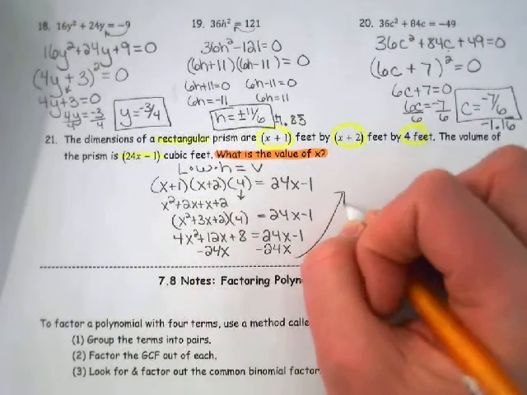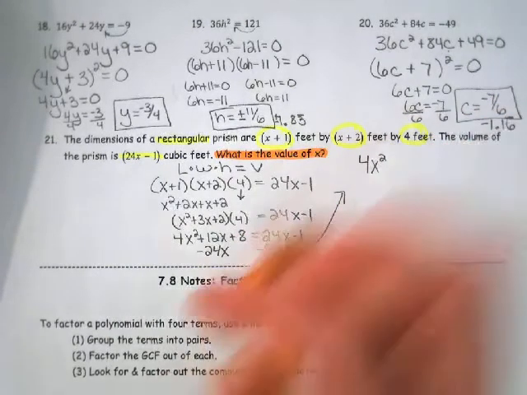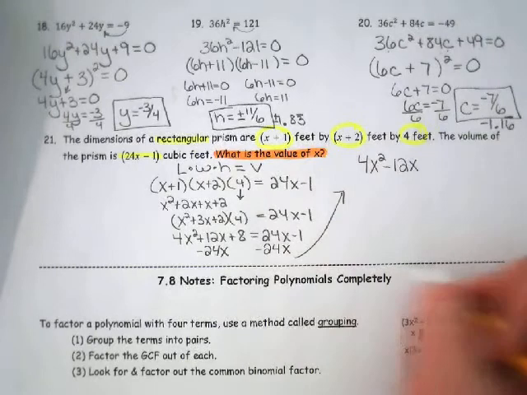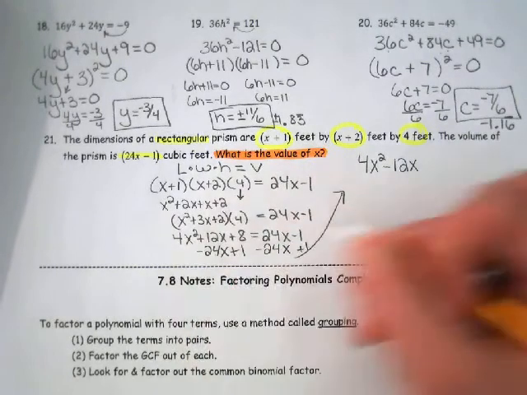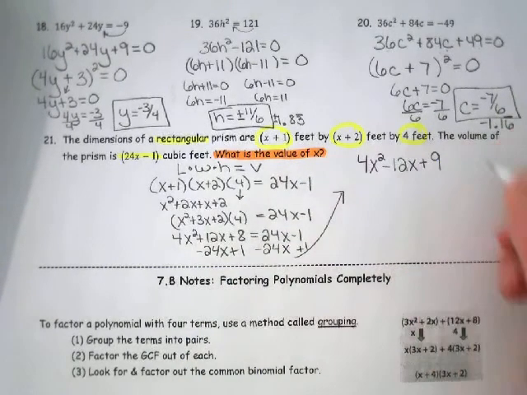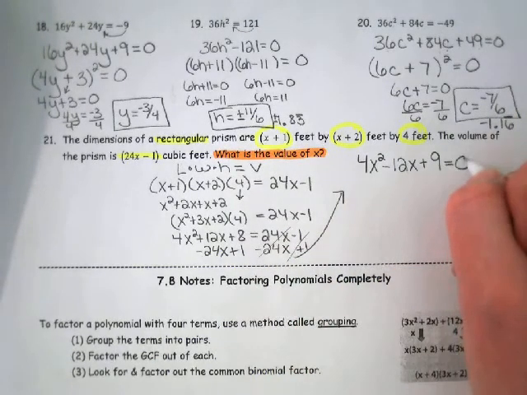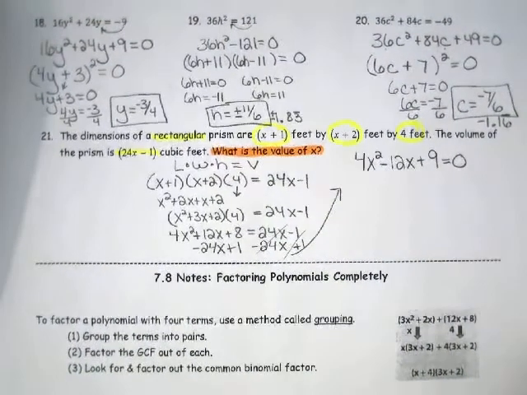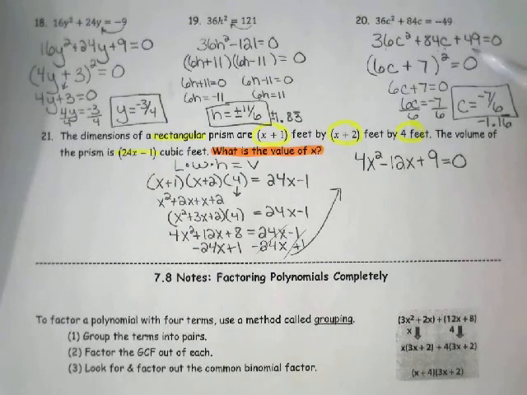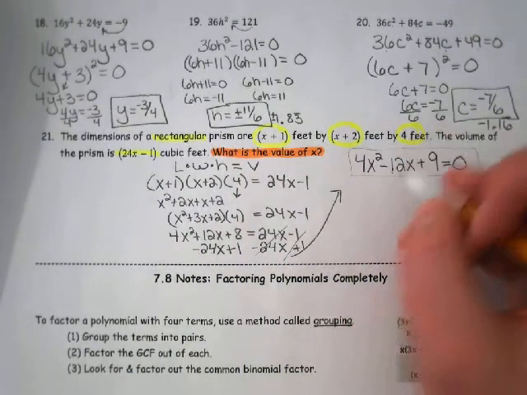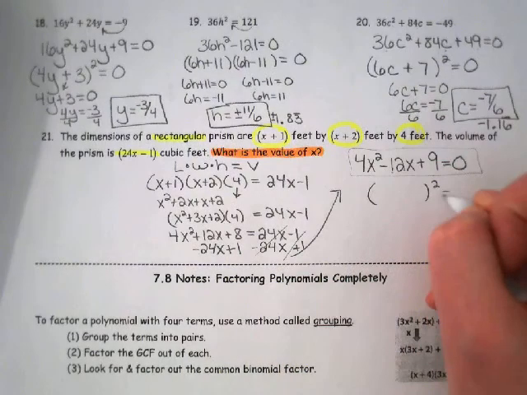Now, in order to solve this, because it says what is the value of x, which essentially is saying solve, I need to move these 2 to the other side. So I'm going to subtract 24x. I'm going to move over here. So 12x minus 24x would be a minus 12x. And then I'm going to add 1 and add 1, so that would be a plus 9. Now I've gotten rid of everything on the right side, so this is going to equal 0.